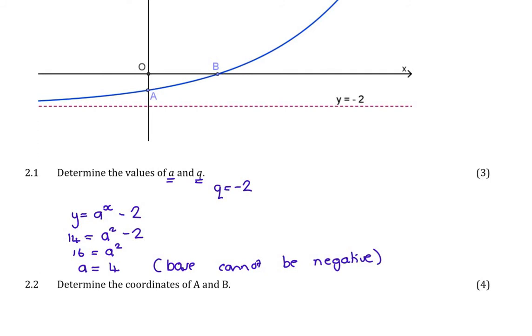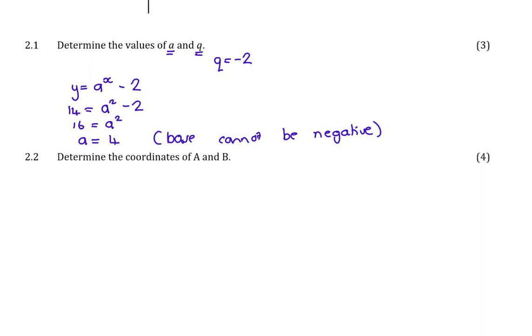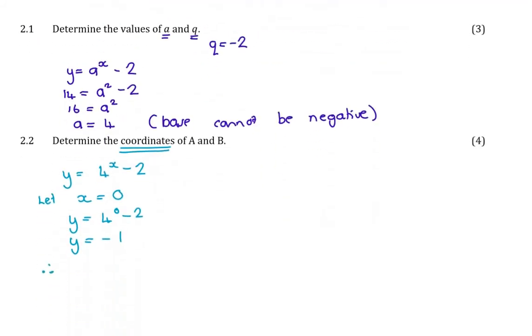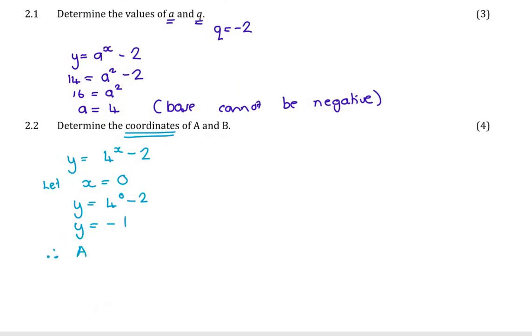Next question says determine the coordinates of A and B. Just be careful here. It says coordinates, which means once you've found your x and y intercepts, we must give them as coordinates. Okay, so y equals 4 to the power of x minus 2 is the equation. So if I let x equal to 0, I should be able to find my y-intercept. So y would be equal to 4 to the power of 0 minus 2, which is actually 1 minus 2, which is negative 1. So therefore my y-intercept, which is A, is the point (0, -1).